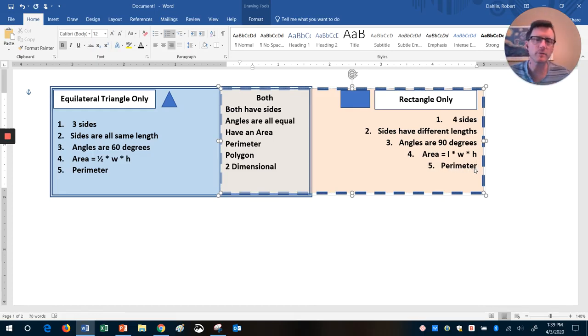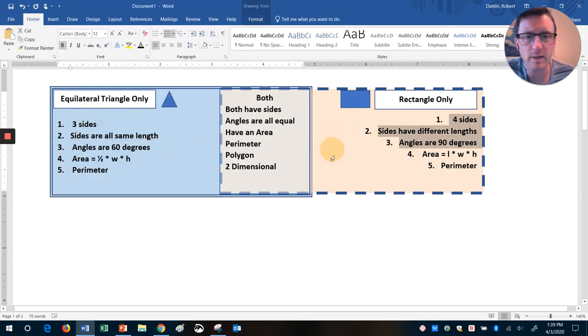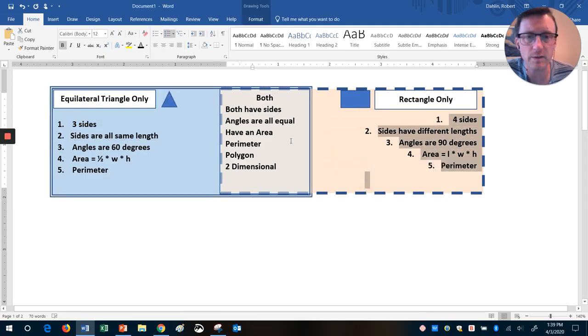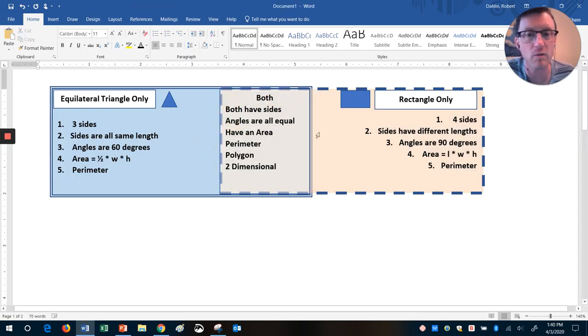Okay, so this is what we would call a Venn diagram. The areas here are things that are only for triangles. The areas here are things that are only for rectangles. And then this middle space here is kind of where those two rectangles of information, those properties, they overlap. And that's what's telling you how they are similar to each other.